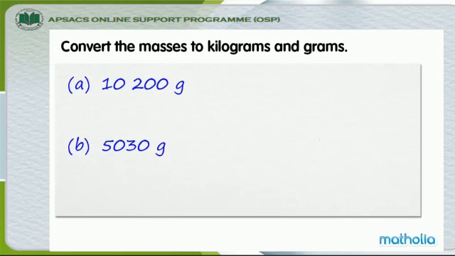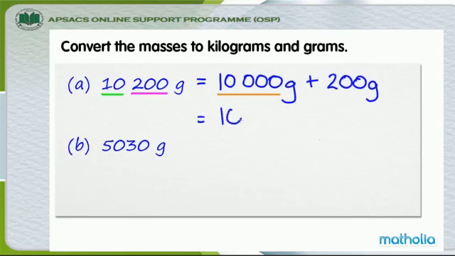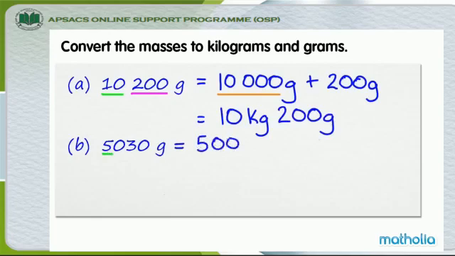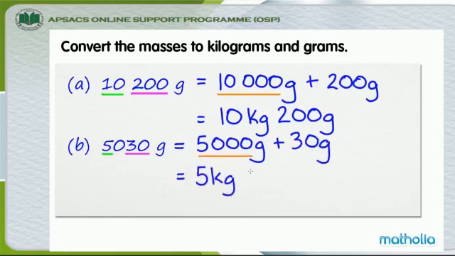Convert the masses to kilograms and grams. We can rewrite 10,200 grams as 10,000 grams plus 200 grams. 10,000 grams equals 10 kilograms. So 10,200 grams equals 10 kilograms 200 grams. We can rewrite 5,030 grams as 5,000 grams plus 30 grams. 5,000 grams equals 5 kilograms. So 5,030 grams equals 5 kilograms 30 grams.